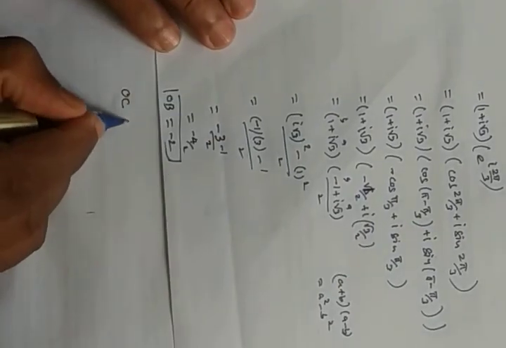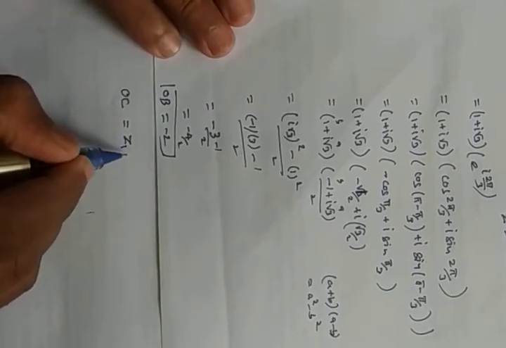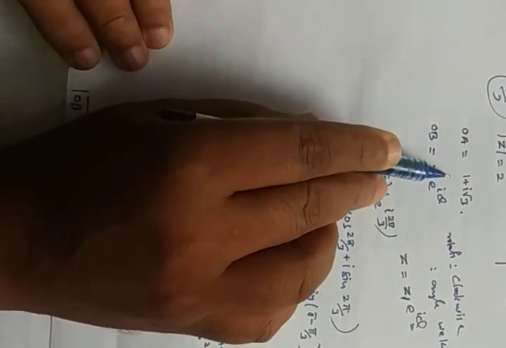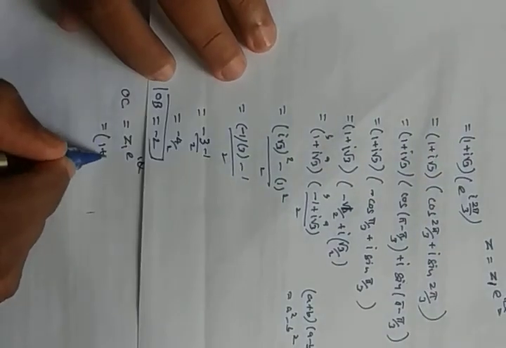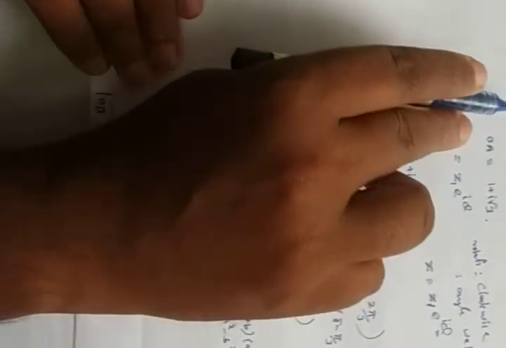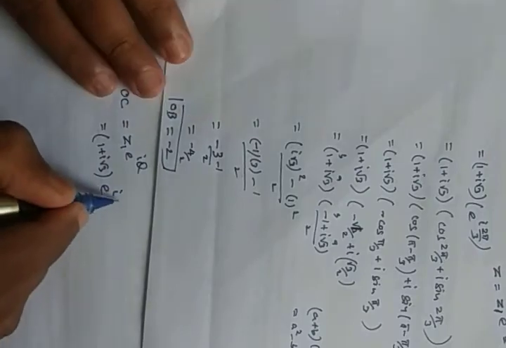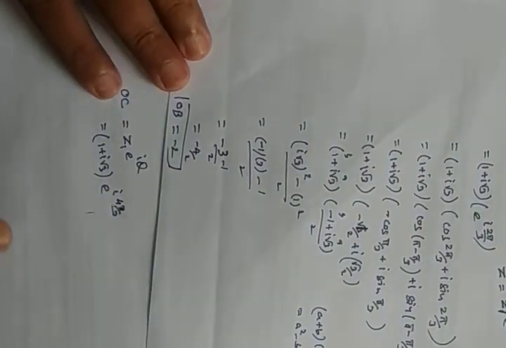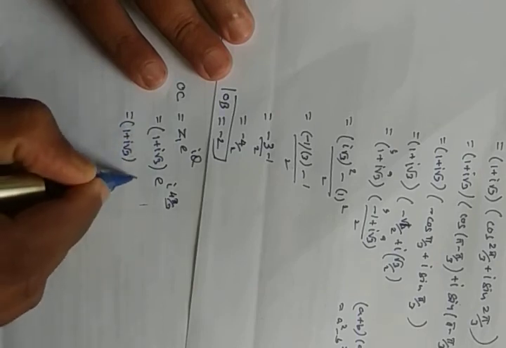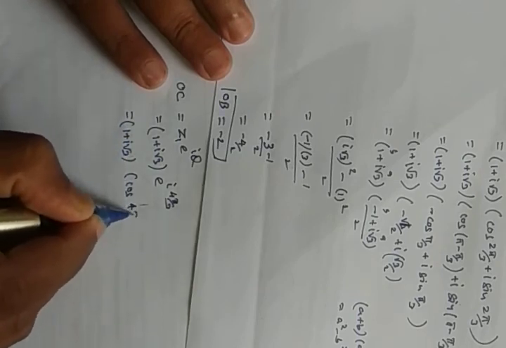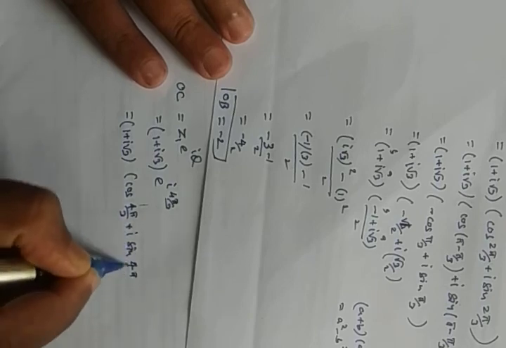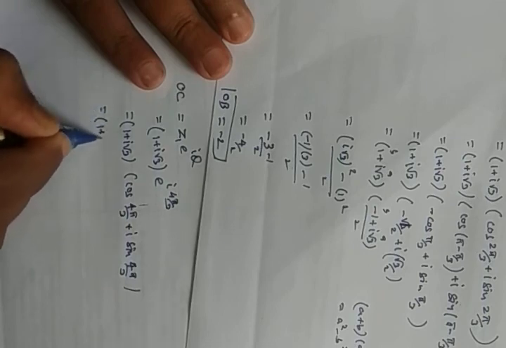Here OC is nothing but Z1 into e power i theta. What is the Z1 here? As you know, 1 plus i root 3. Here e power i theta value is 4 pi by 3, just now you have written 4 pi by 3. So now again you convert this one: 1 plus i root 3 times cos 4 pi by 3 plus i sin 4 pi by 3.